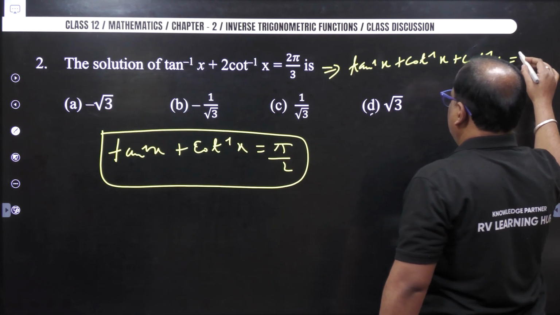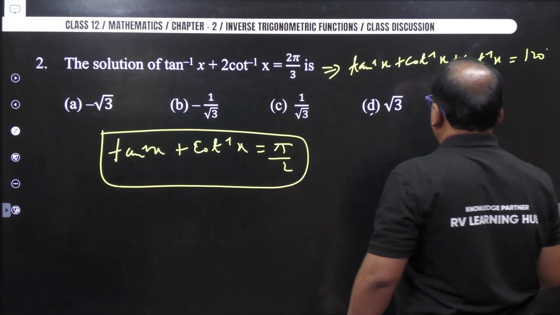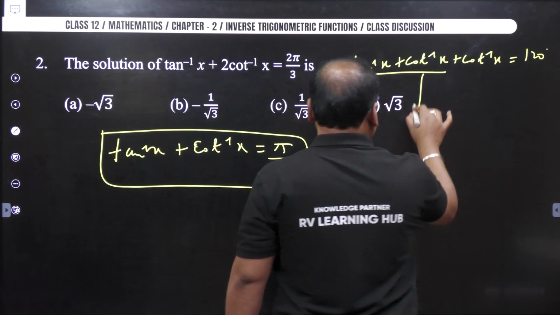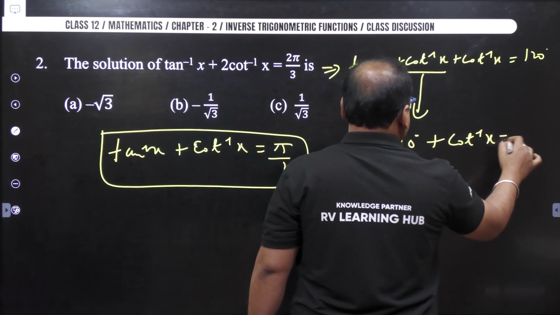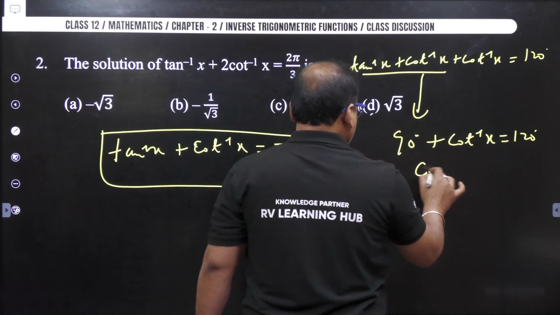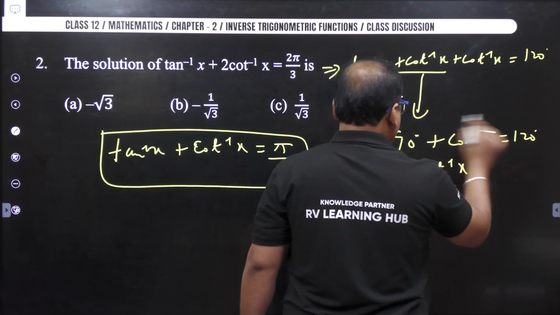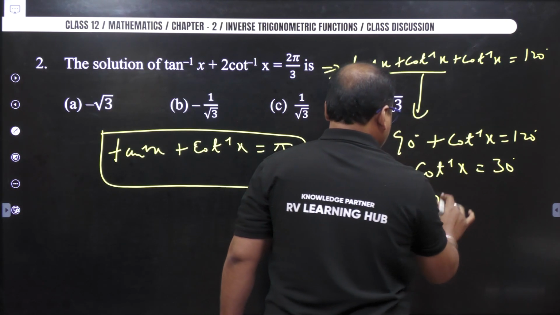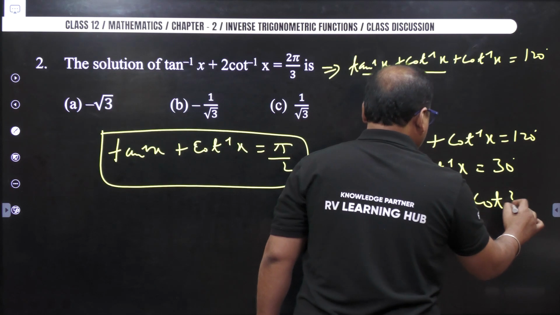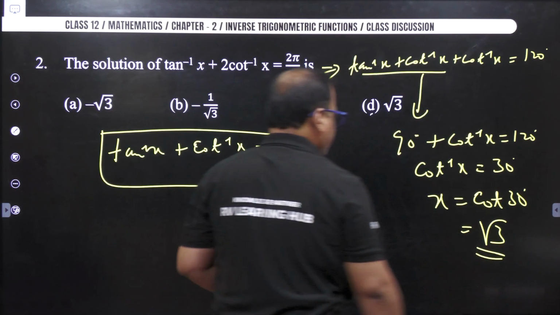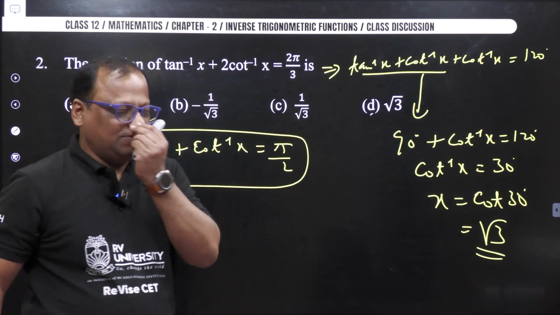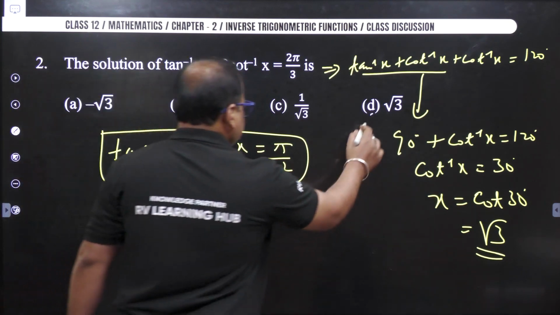2 pi by 3 means 2 into 180 by 3, that is 120 degrees. Correct? So this is 90 degrees plus cot inverse of x is equal to 120 degrees. Cot inverse of x is equal to 120 minus 90, which is 30 degrees. So x is equal to cot 30. Cot 30 means tan 60, which is equal to root 3. Cot 30 is equal to root 3.